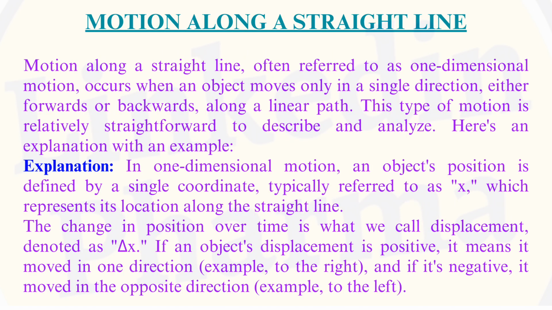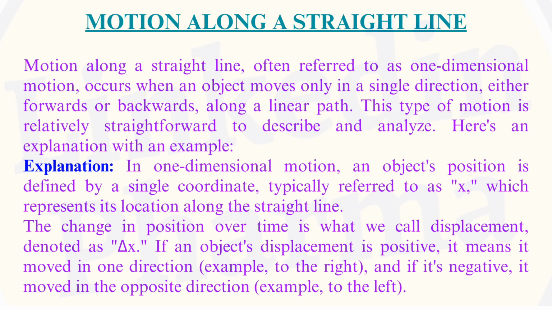Motion along a straight line. Motion along a straight line, often referred to as one-dimensional motion, occurs when an object moves only in a single direction, either forwards or backwards, along a linear path. This type of motion is relatively straightforward to describe and analyze. Here's an explanation with an example.